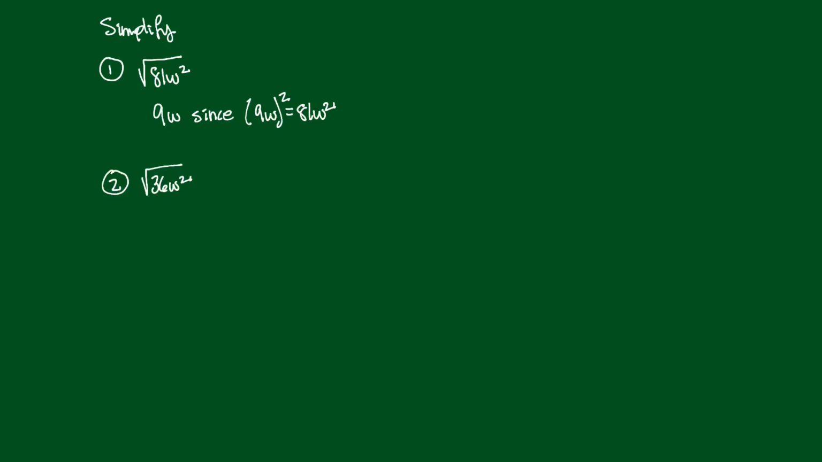Simplify this one. Square root of 36 is 6. Square root of w squared is going to be w. And I'm going to claim that that's true since if I square 6w, I get 36w squared, right? Because I take what's inside the parentheses. It's all multiplication, so I can distribute that exponent.